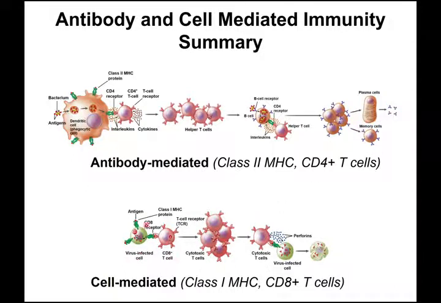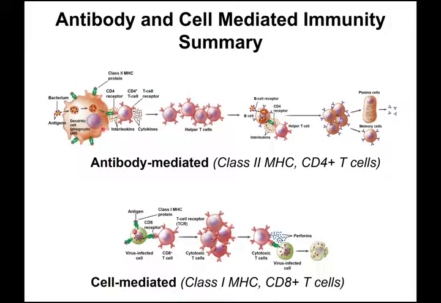Now in the cytotoxic or cell-mediated response, the antigen presenting cells now use a different type of major histocompatibility complex, type 1, to present to a different type of T cells. So these are CD8 plus cells, which then get expanded through the production of interleukin, and now they act directly on the infected cells instead of presenting the antigen to the B cells.